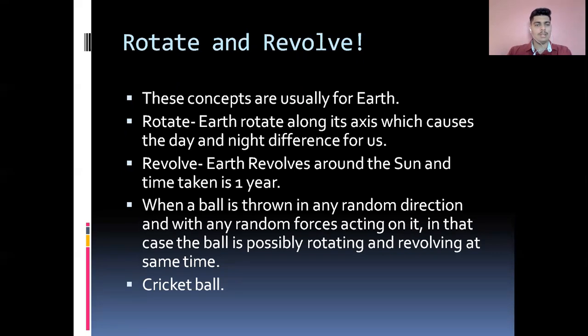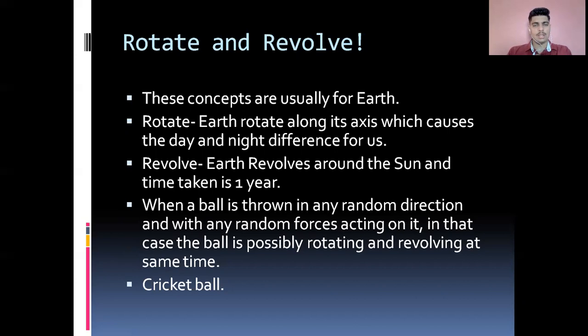Now the example given here is when a ball is thrown in any random direction with any random forces acting on it. In that case the ball is possibly rotating and revolving at the same time, because there will be a stationary object for that particular ball around which it will be revolving, and it obviously will rotate along its axis when we throw it.